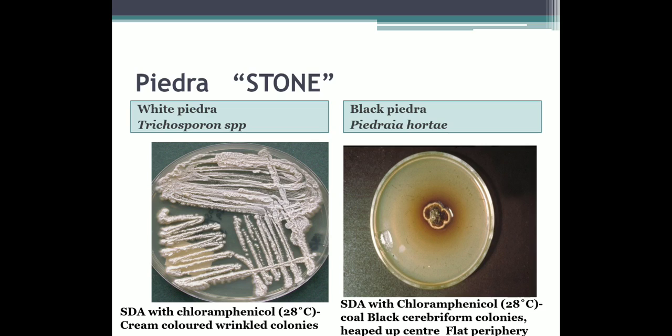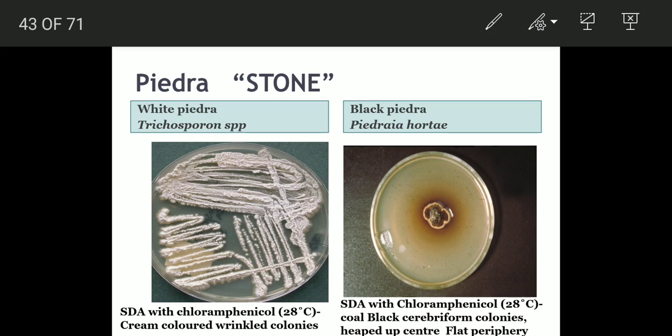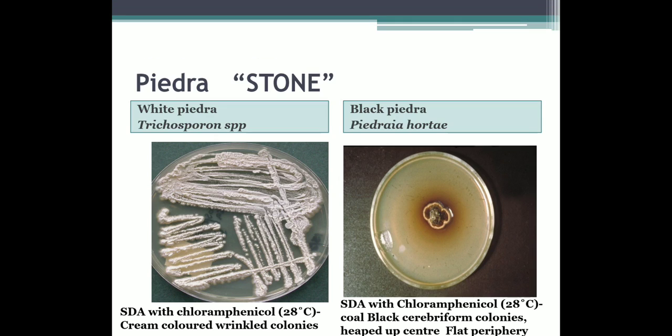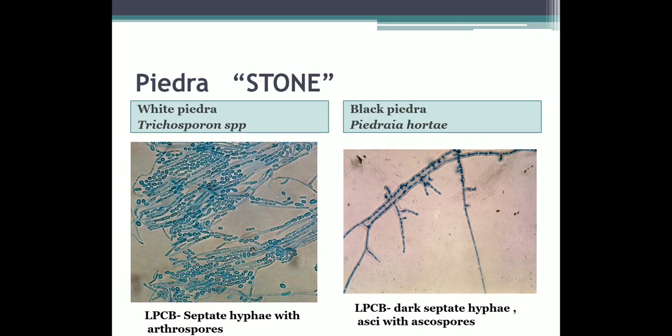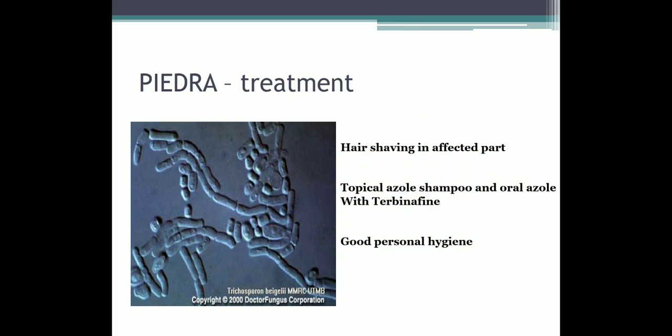Trichosporon species appear as cream-colored wrinkled colonies on Sabouraud's dextrose agar, and black piedra, Piedraia hortae, appears as black cerebriform colonies with heaped up center and flat periphery. On microscopy, we can note the septate hyphae with arthrospores in Trichosporon species and dark septate hyphae with asci and ascospores in Piedraia hortae. The only treatment for this condition is to shave the hair in the affected part.